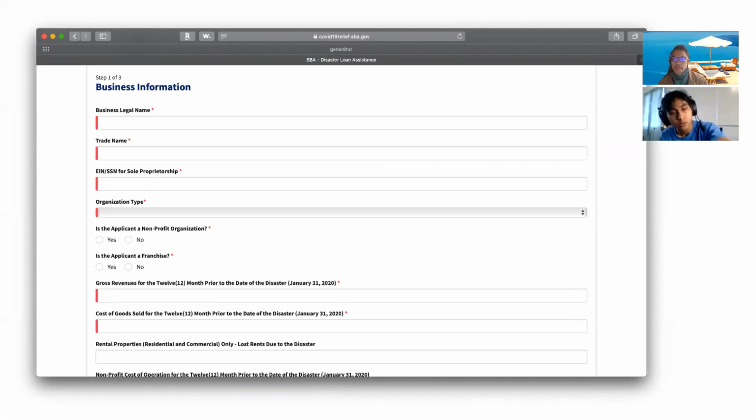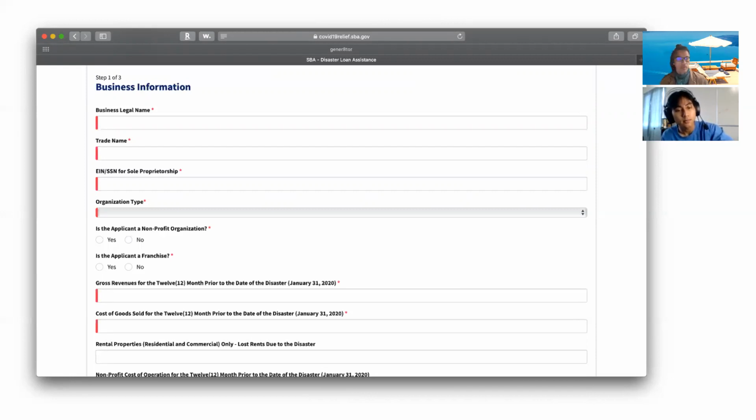So where it says gross revenues for 12 months prior and cost of goods sold for 12 months prior, what they're actually asking for is your annual cost of goods and your annual gross revenues for 2019, just to be clear. Also, if you have any rental properties, go ahead and put any lost rents that you lost during this time. Like I said, 2019 would be a good year to look at.